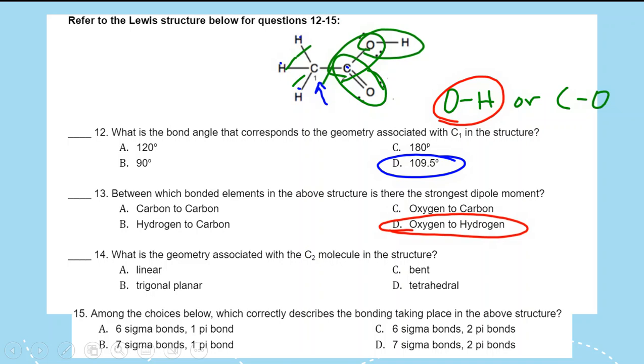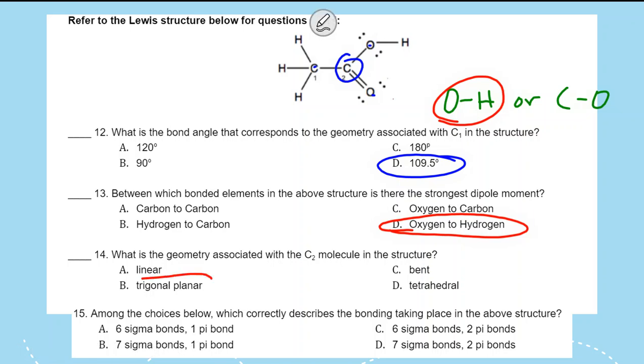Now, what is the geometry associated with C2? Let's erase this so we can see C2 again. Oh, that's a good one. Here's C2. 1, 2, 3 bonded, no lone pairs. Means it's going to be what? Trigonal planar. Good. So that's B.